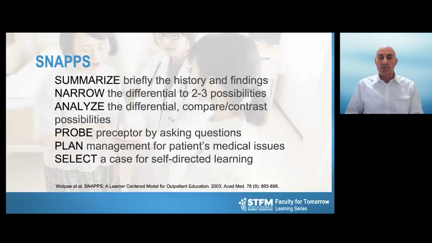Following this, the learner is empowered to select a topic for their self-directed learning that relates to the case. This model is really owned by the learner, not the preceptor, and it should empower the learner to reflect on their areas for improvement and develop a self-directed plan to close knowledge gaps. Depending on the level of the learner, they may be prepared to discuss the differential diagnosis, but need more guidance for the plan development.